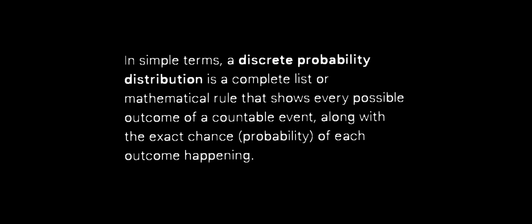For example, the number of heads in a certain number of coin tosses. You can get one head if you toss a coin twice or thrice, but you cannot get 1.5 heads or 2.2. So we can see that these outcomes are discrete. They are distinct, they are countable.